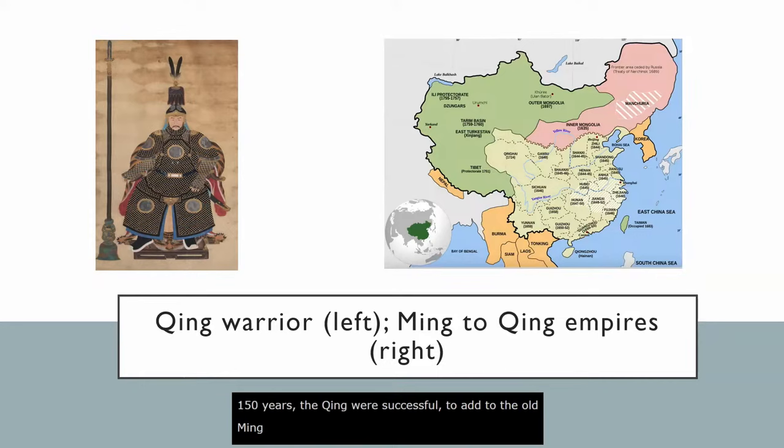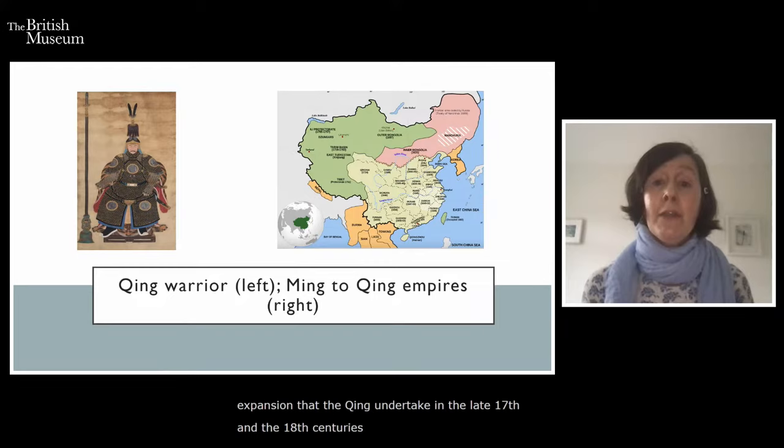It's hard to find an ideal map to represent this process, but this one on the right here at least gives a sense of the vast territorial expansion that the Qing undertake in the late 17th and 18th centuries. So the pale green core of the picture is roughly the extent of the old Ming Empire. The bigger, bold black outline sketches the extent of Qing dominion.